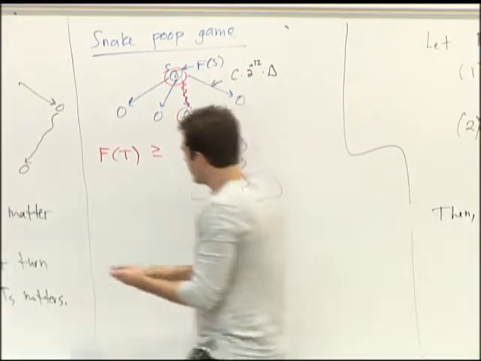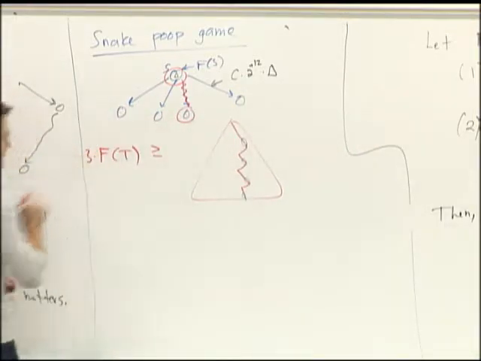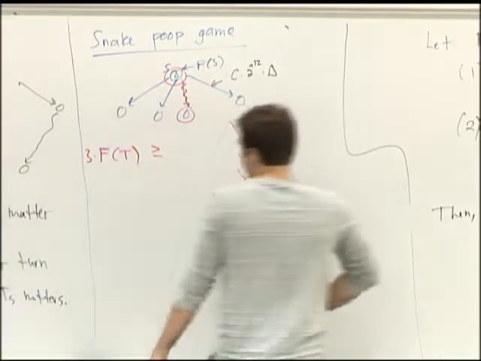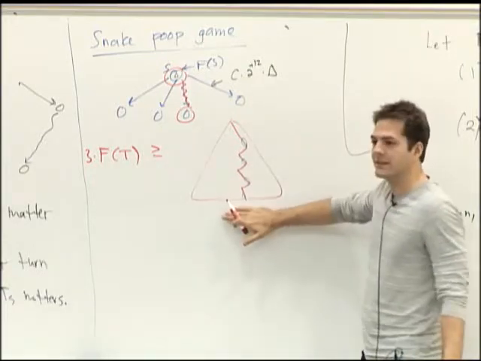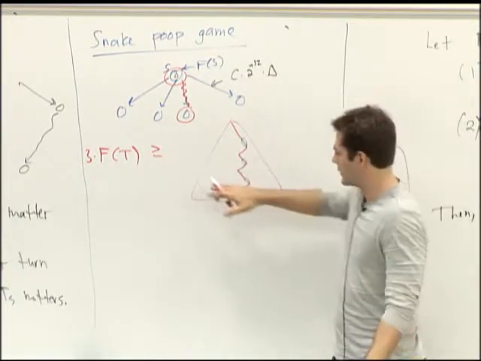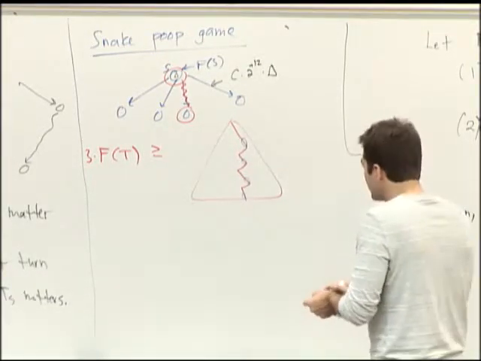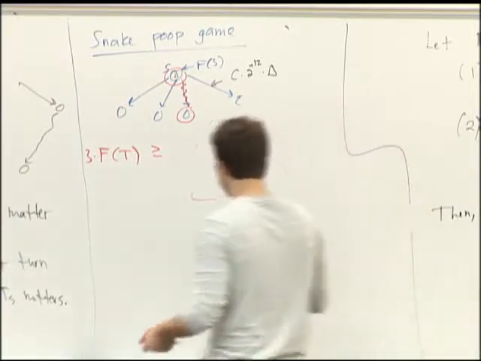I'm not going to be able to prove it. In fact, what I'll prove is that 3 times f of t is at least this. Okay? And this is where the whole trick is going to come in. So, all right, so that's it. So we're going to prove that 3 times f of t is at least this. You give me your path. This is what I'm going to prove. Okay. So we need to start. So let's start somewhere.